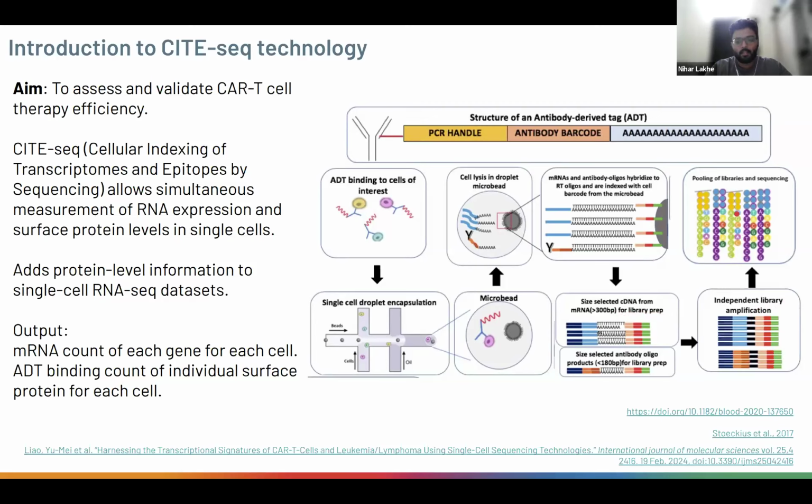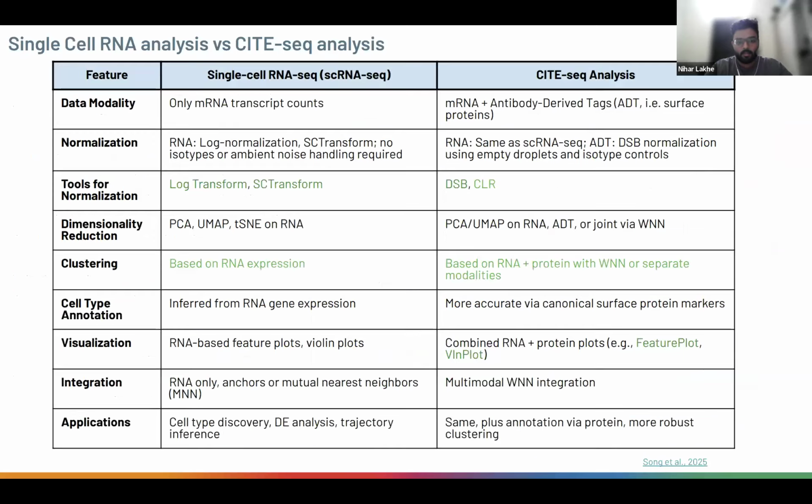Further, these FASTQ files can be analyzed by us, and we can also create a pipeline to produce reproducible data as well. Before going into that, I'd also like to emphasize the use of CITE-seq over single cell analysis. We have listed a few differences between single cell and CITE-seq analysis. First and foremost is data modality. In single-cell RNA-seq, we are only concerned with the mRNA transcript counts, whereas in CITE-seq, we also include an additional data modality, which is antibody-derived tag counts.